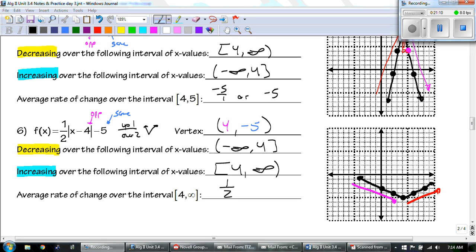Okay, so there are all my answers. Now the hard thing for number 6 was the average rate of change from 4 to infinity. Well, how do I know that? I don't know where the point infinity is. Well, that's where we're kind of being tricky. That average rate of change is the number that's out in front of the absolute value.